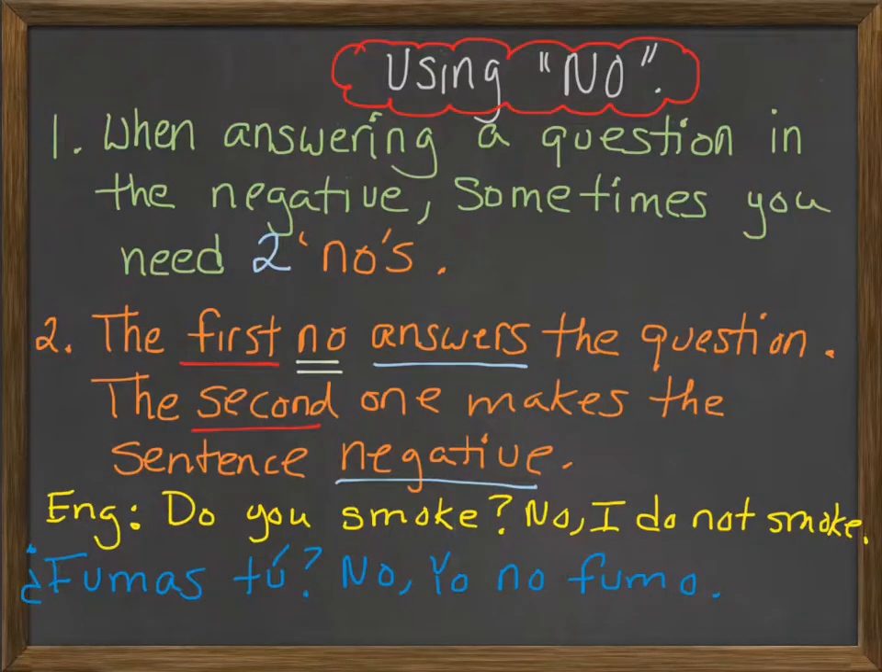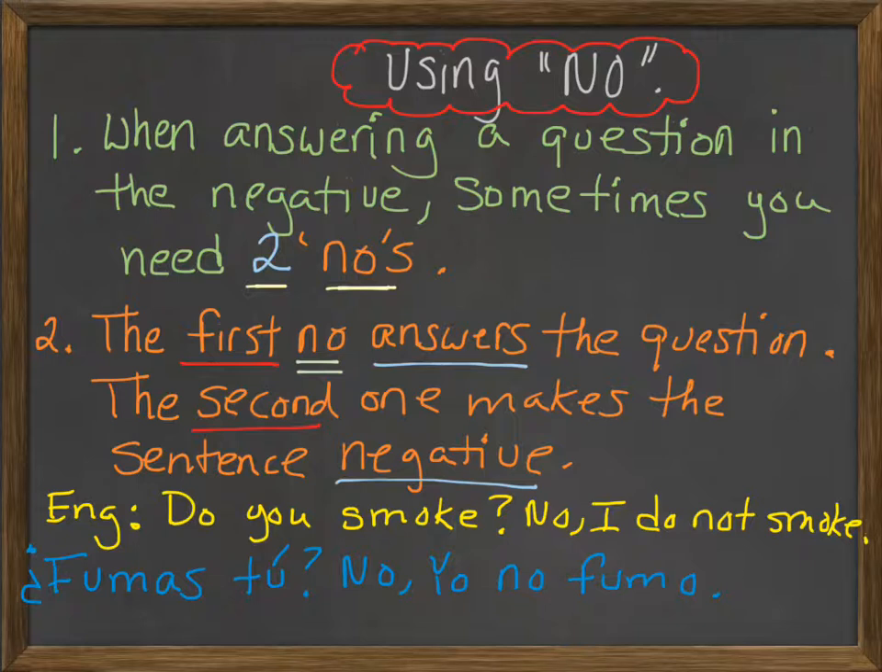Okay. All right. Now, real quick. Using no in answering questions in Spanish. When you're answering a question in the negative, sometimes you have to have two no's in Spanish. The first no actually answers the yes/no question, like, do you eat tacos? And let's say you can't eat tacos and you're going to say no. You can say, no, I don't eat tacos. So the first no would answer the question. The second no would make the verb negative. Okay, so oftentimes in Spanish you'll need to use two no's.